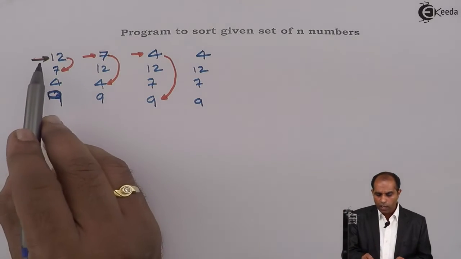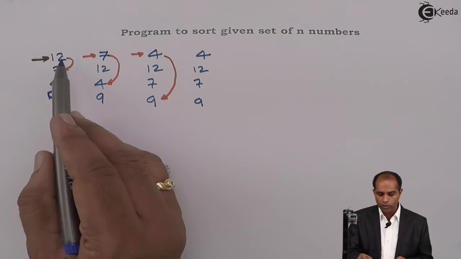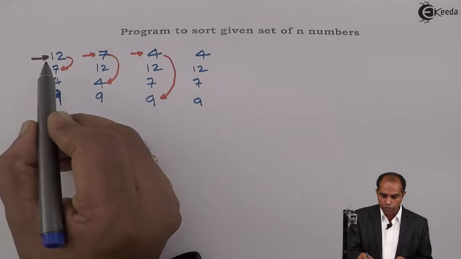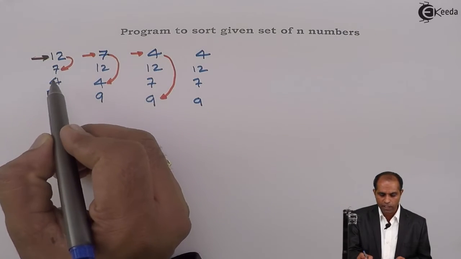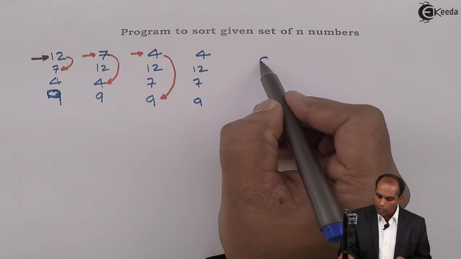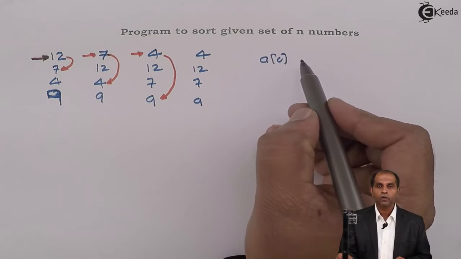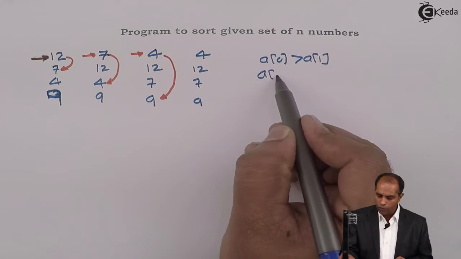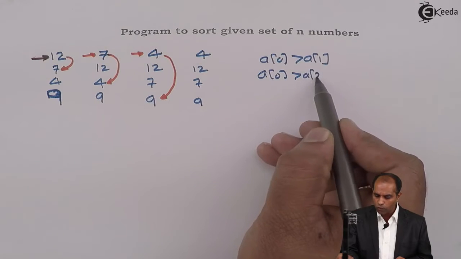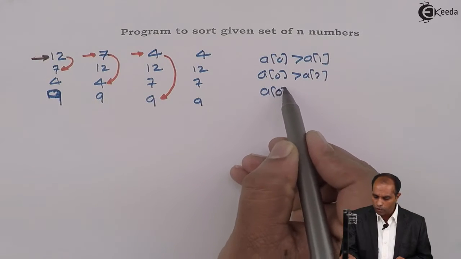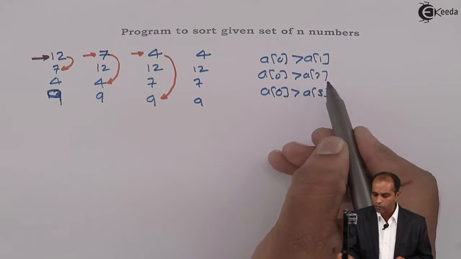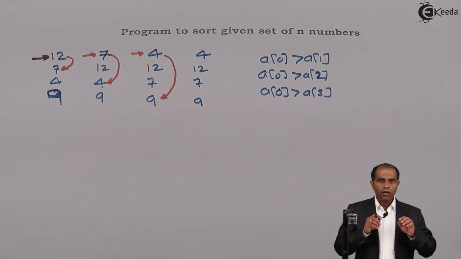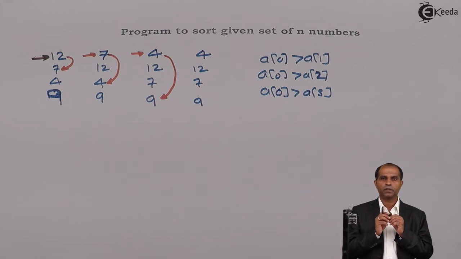What I did was compare the first number with all the remaining numbers. Let me write this with index. Assume the first number is at a of 0, the second number at a of 1, the third number at a of 2. Here a of 0 was compared, greater than a of 1, then a of 0 greater than a of 2, and finally a of 0 greater than a of 3. With respect to arrays, this is the operation I have done. What is achieved at the end of the first operation?